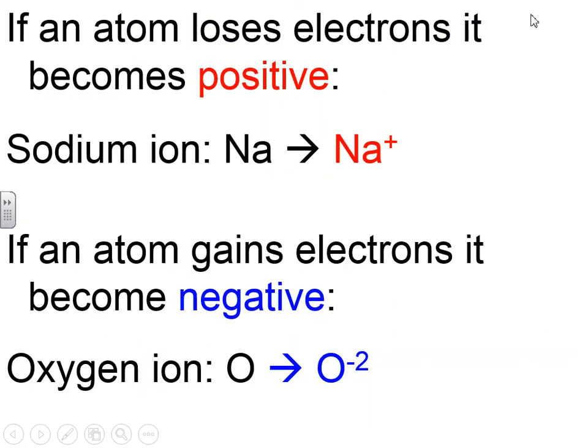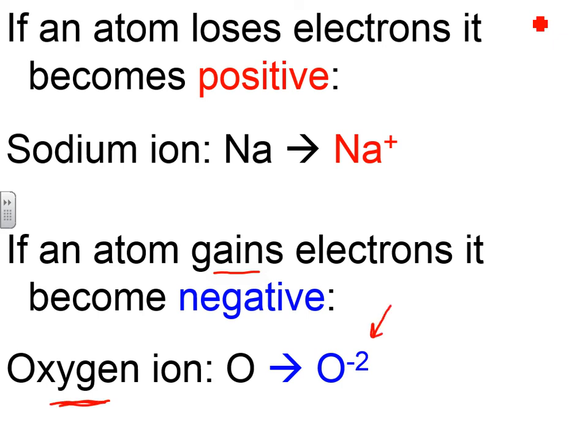Now if an atom loses electrons, it becomes positive, and if an atom gains electrons, it becomes negative. So again, this is kind of what I just spoke about. Since electrons are negative, if you gain an electron, that's like adding another negative, and so the overall charge will be negative.